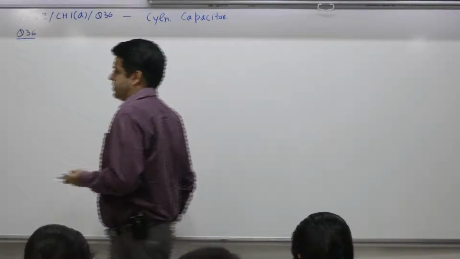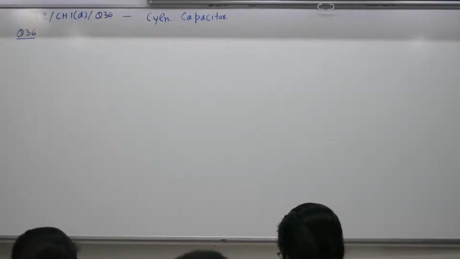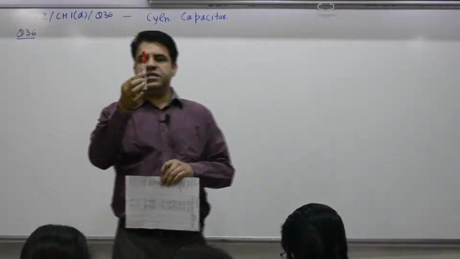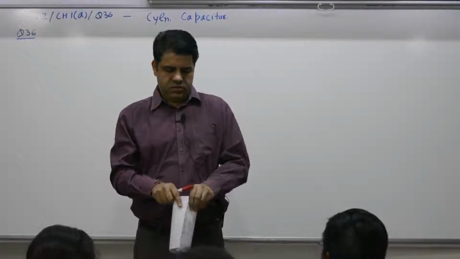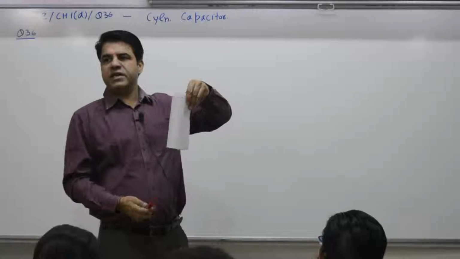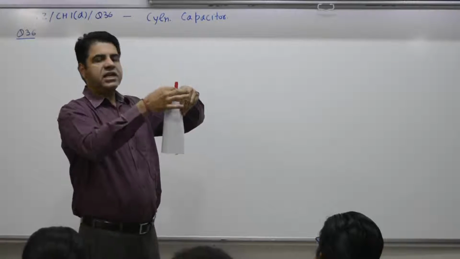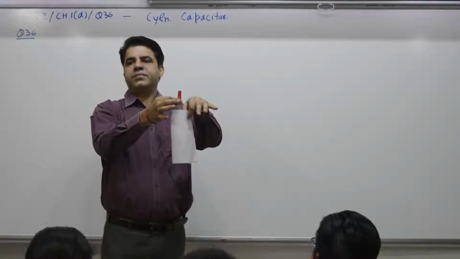Concentric cylinders means what? You have one cylinder of radius A. You have another cylinder, one more cylinder, radius B. So one cylinder of radius A is inside another cylinder of radius B.